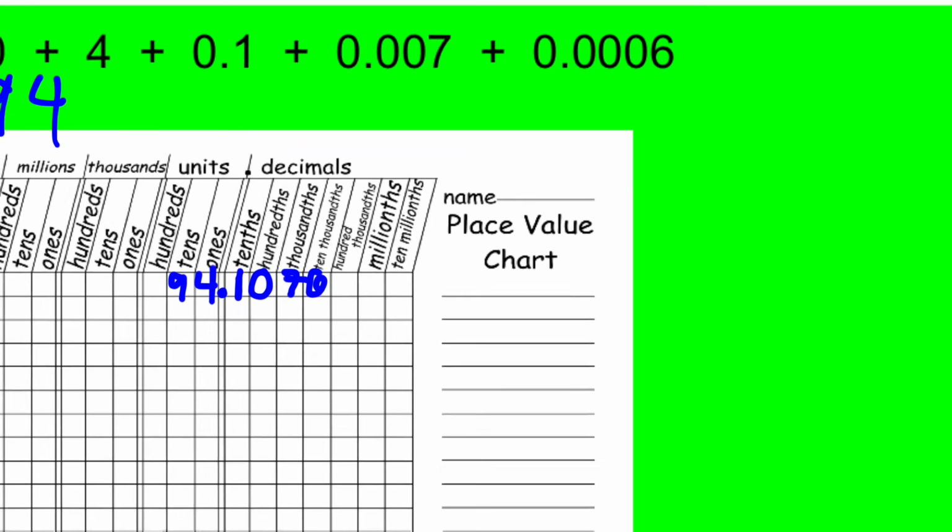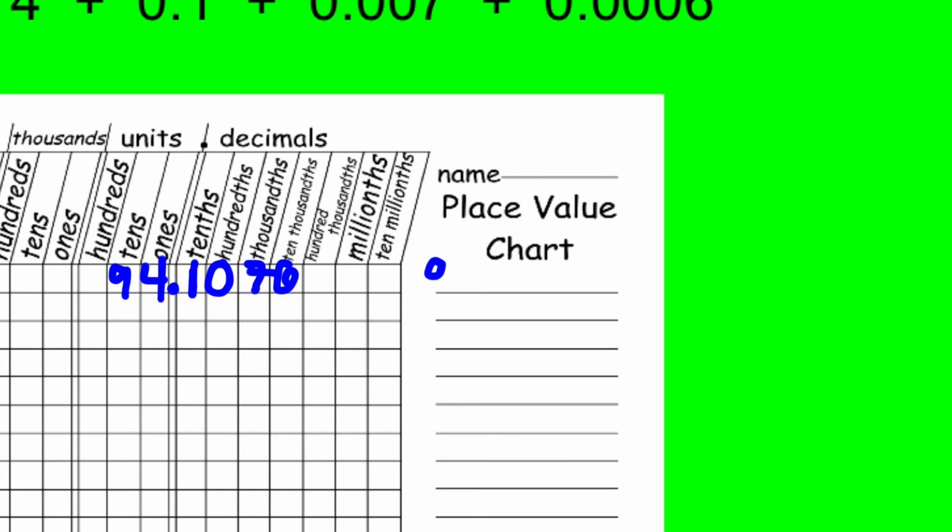And my number will be 94 and 1,076 10 thousandths. 94 and 1,076. Place value, the last digit is 10 thousandths.